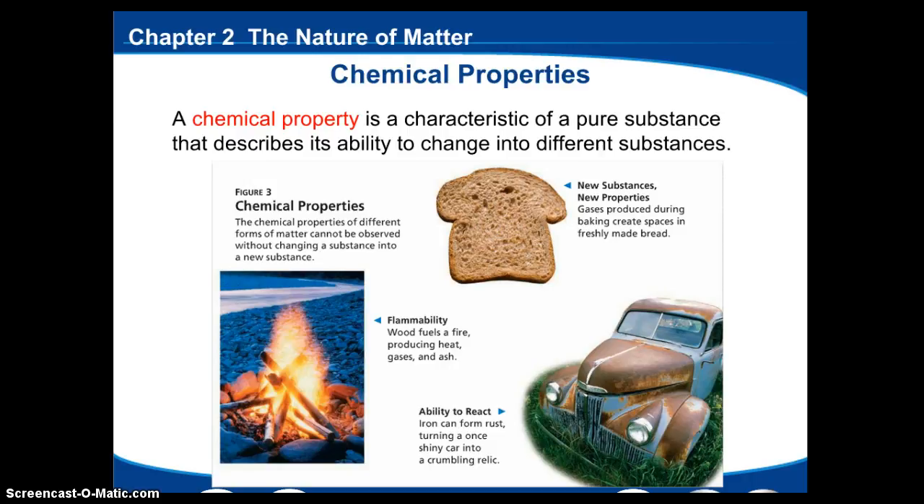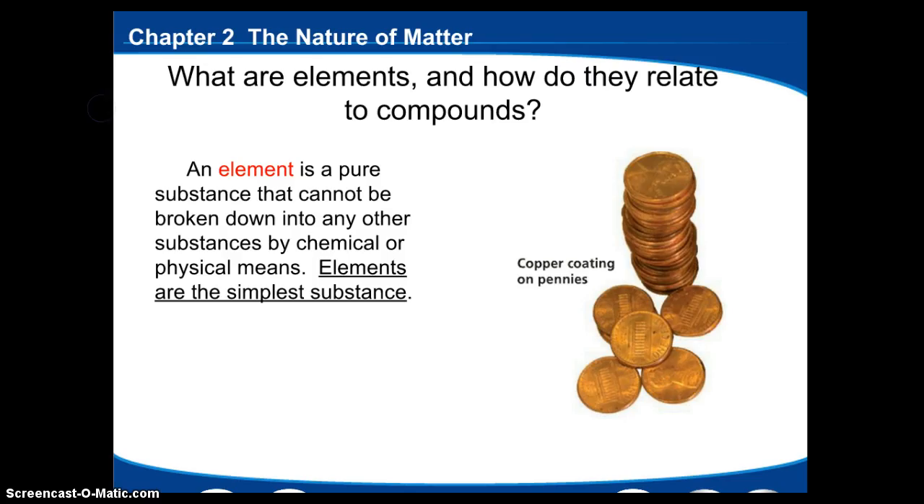Chemical properties are the characteristics of a substance that describe its ability to change. So if we were to burn something, does it have an ability to rust? Does it create a new substance and properties?